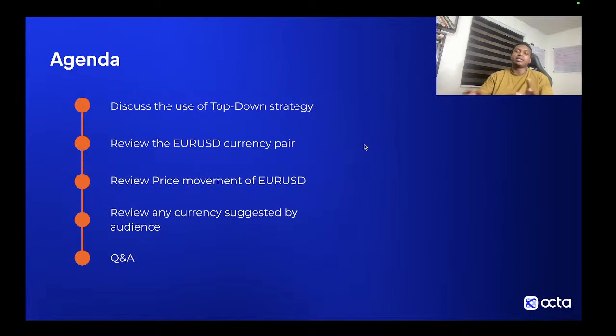So today, here is our agenda. We'll be having a deep dive into discussing the use of the top to bottom strategy. We're going to review the Euro USD currency pair, review price action of Euro USD, and review any currency suggested by the audience.